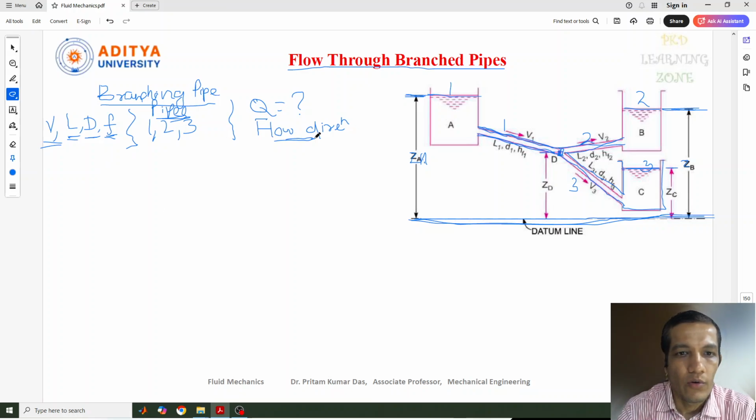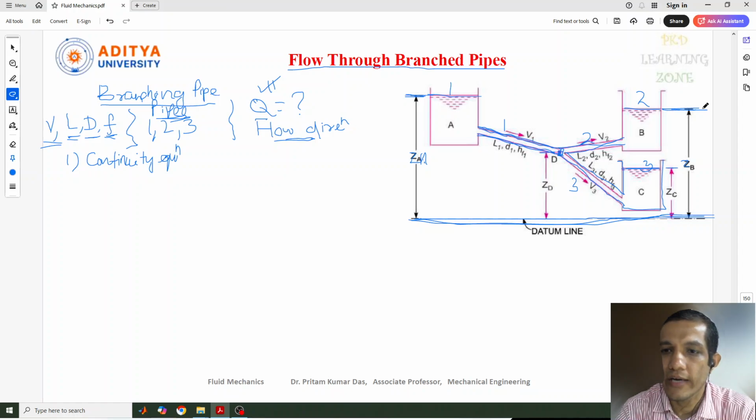Now, as the fluid is flowing through that, the first thing we can solve is the discharge. To calculate it, we need to consider the continuity equation, first one. So what is the continuity equation? We know what the discharge is. There we can write A1 V1 equal to A2 V2, and that is nothing but Q.